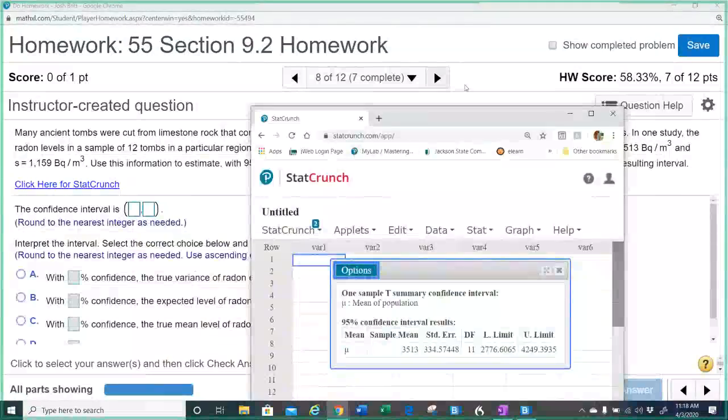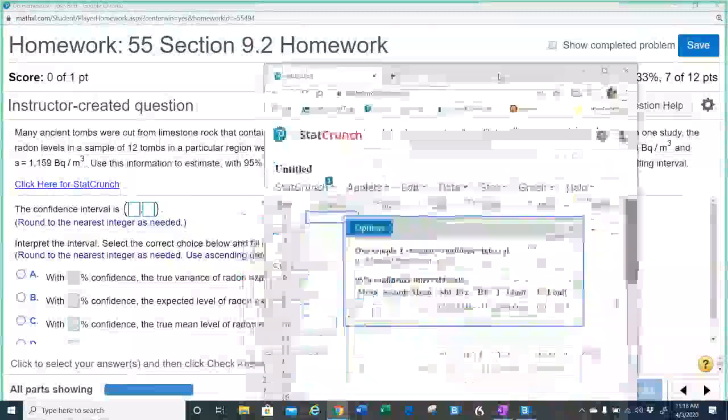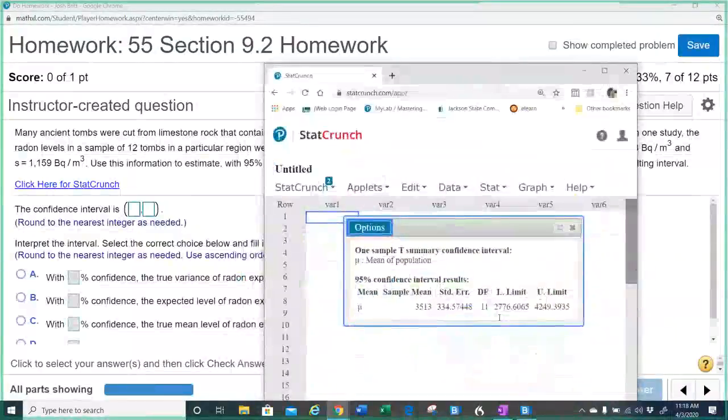So we're doing to the nearest integer, so we'll just round to the nearest whole number, which is 2777 and 4249.